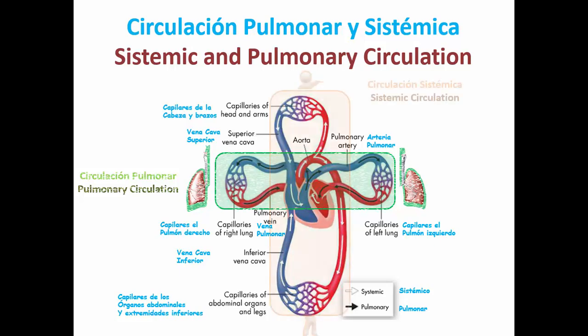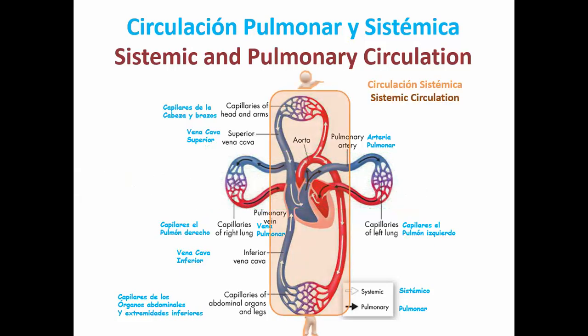And then we have the systemic circulation, which is basically the blood that goes between your heart and the rest of your systems. As you can see, you have the top, which is made up of your limbs and head, and the bottom, which is made up of your abdomen and lower limbs.